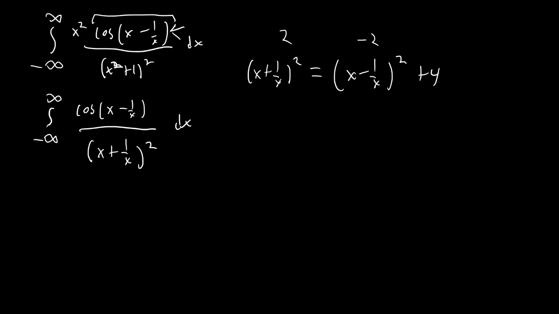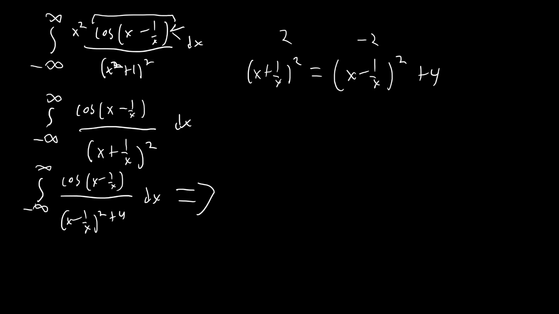And so we can go ahead and rewrite this as the integral from negative infinity to infinity of cosine of x minus 1 over x, over x minus 1 over x squared plus 4, dx. And now, using Glasser's master theorem, or rather the special case of Glasser's master theorem, which is known as the Cauchy something something theorem, we can rewrite this as the integral from negative infinity to infinity of cosine x over x squared plus 4. And now this is a relatively easy integral to go ahead and do.